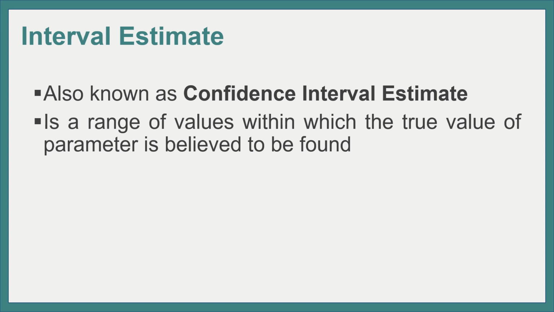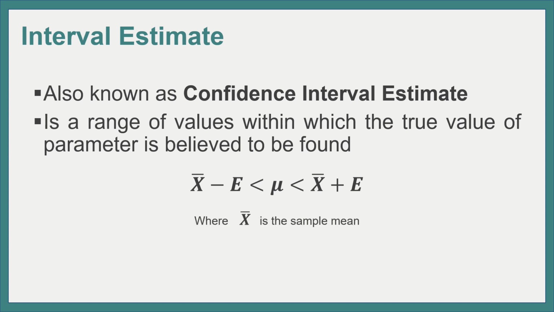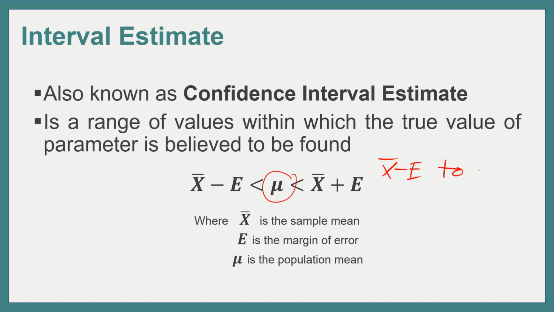So to represent interval estimate or confidence interval, we use the expression mu is greater than x bar minus e but less than x bar plus e, wherein x bar is the sample mean, e is the margin of error, and mu is the population mean. So this means that the true value of the population mean can be found from x bar minus the margin of error up to x bar plus the margin of error. So this is the interval of values.